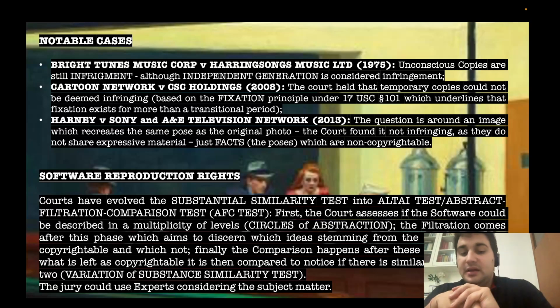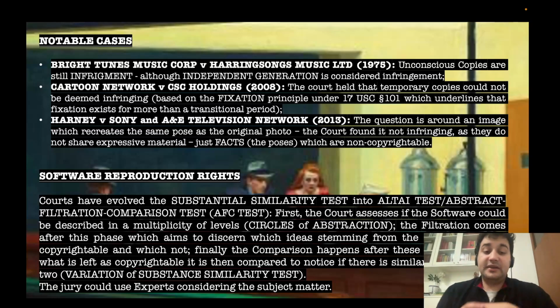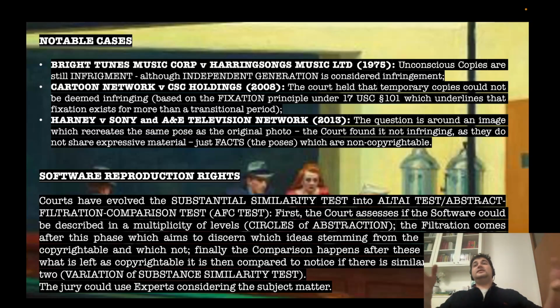Finally, there is the comparison phase that happens after these two, similar to the second prong of the similarity test, in which what is copyrightable is then compared, in terms of similarity, between the infringer and the original work. This one is a variation of the substantial similarity test, as we said before.